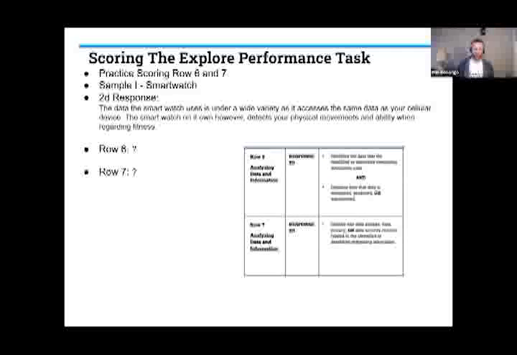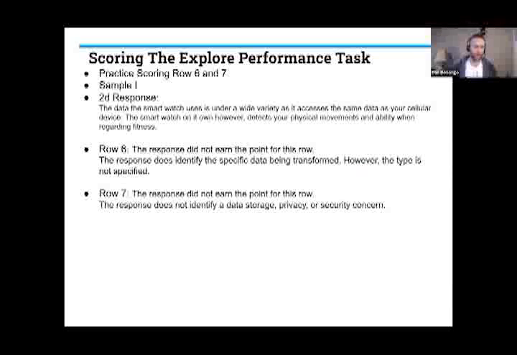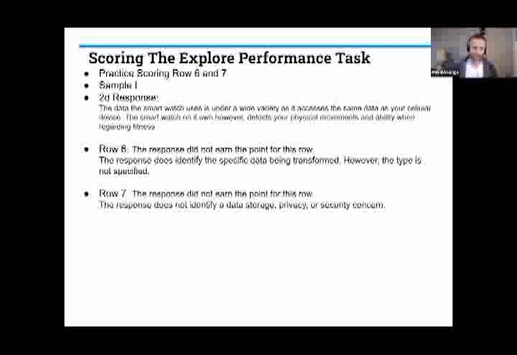All right, this is a sample about a smartwatch. Once again, a much shorter response, but the student wrote: the data the smartwatch uses is under a wide variety as it accesses the same data as your cellular device. The smartwatch on its own, however, detects your physical movements and ability when regarded fits. All right, so have they earned points for rows 6 and 7? So remember, row 6 identifies the data that the identified or described computing innovation uses and explains how the data is consumed, produced, or transformed. Row 7, identify one data storage, data privacy, or data security concern. All right, so pause the video and decide for yourself.